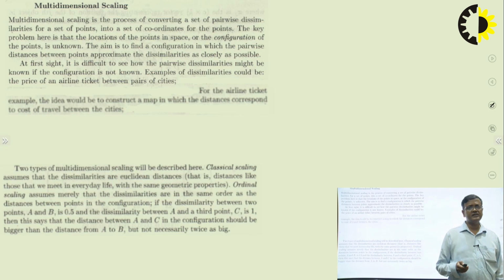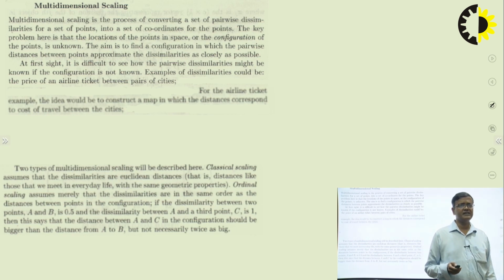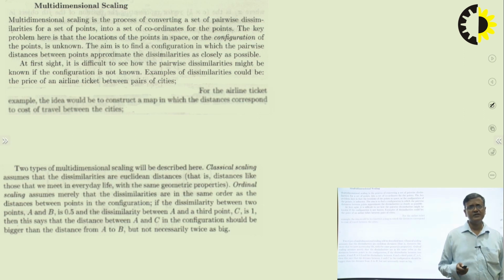Now coming to the third technique, which is multidimensional scaling. Multidimensional scaling is the process of converting a set of pairwise dissimilarities for a set of points into a set of coordinates for the points. So we have to convert a set of dissimilarities which is given, which has some description. That description has to be converted into a set of coordinates for the points.